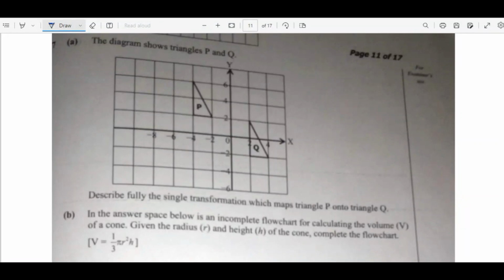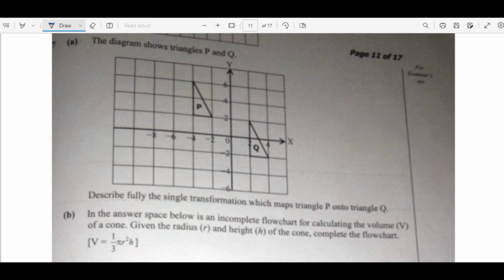Welcome friends, in this video we are going to look at mathematics paper 1 for the year 2023, and this is a continuation where we are starting from question 17. The diagram shows triangles P and Q. Then the question: describe fully the single transformation which maps triangle P onto triangle Q.